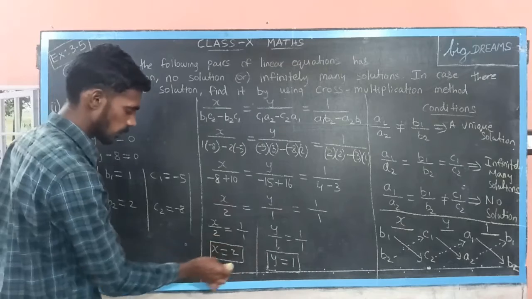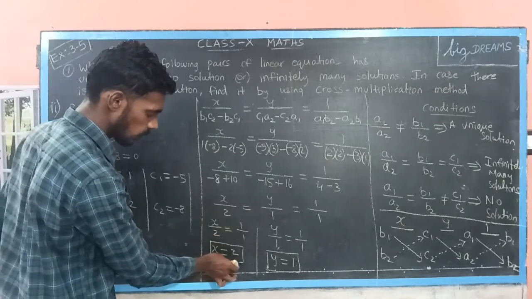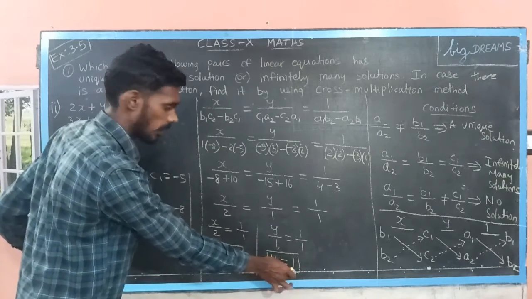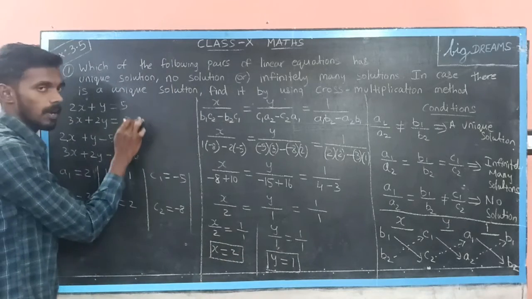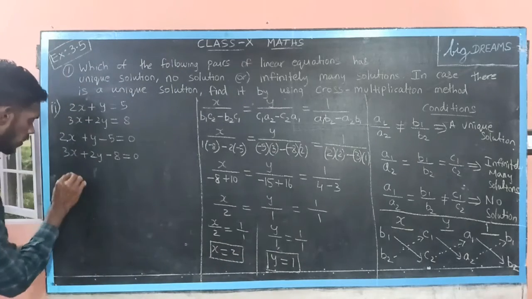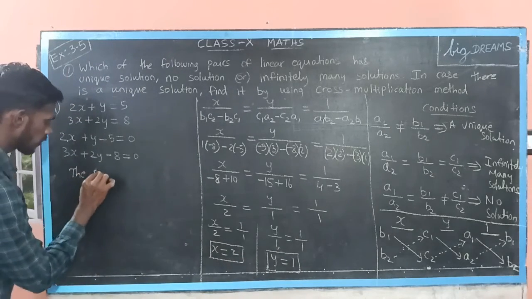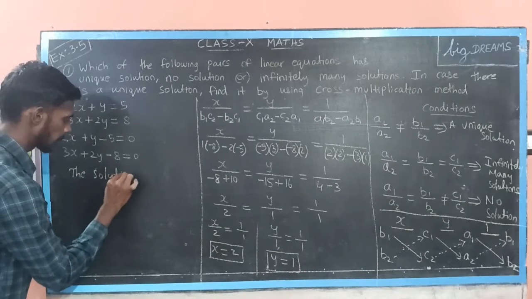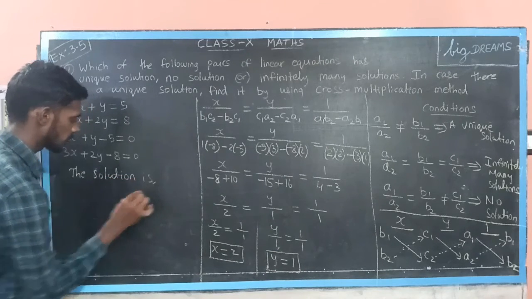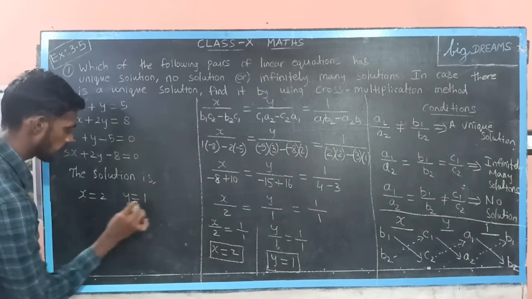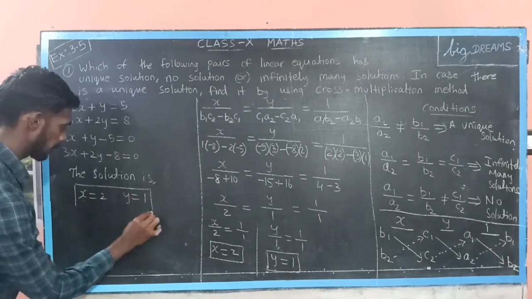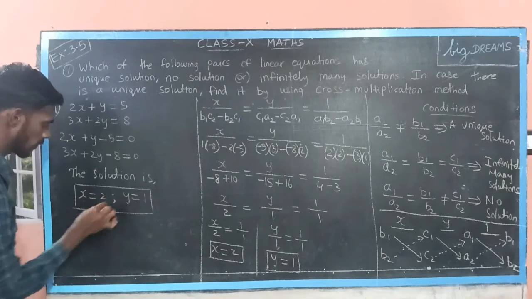Thus we have found the solutions: x is equal to 2 and y is equal to 1. So it is the unique solution of this given pair of equations. The solution is x is equal to 2 and y is equal to 1. Clear?